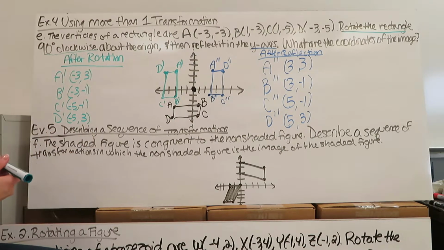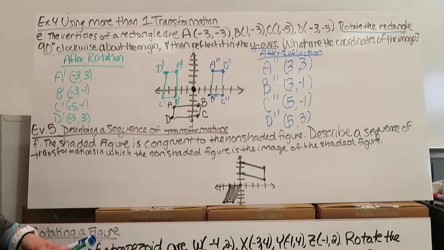All right, we're going to end with letter F, describing a sequence of transformations. The shaded figure is congruent to the non-shaded figure. Describe a sequence of transformations in which the non-shaded figure is the image of the shaded figure. If you have a moment, pause, go ahead, draw it on your tracing paper.